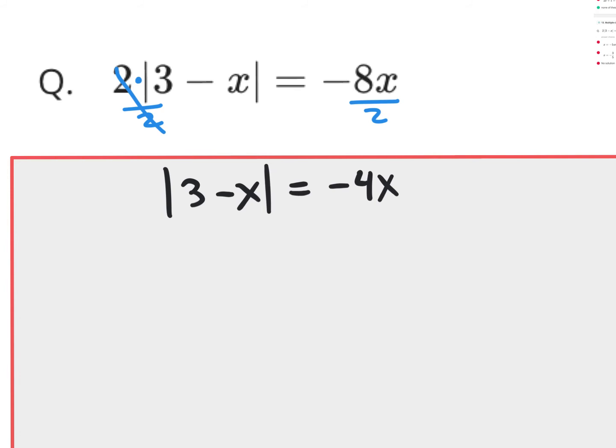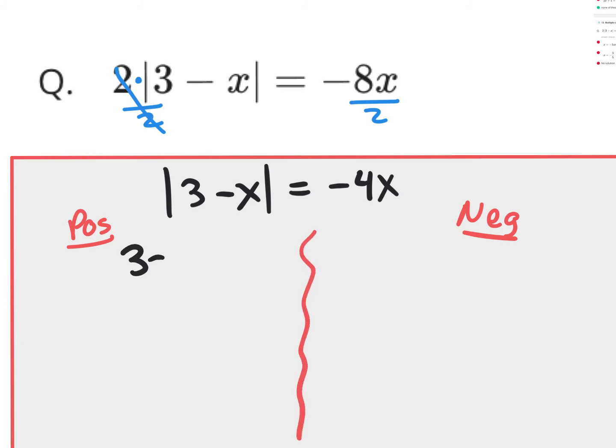Okay. So now that it's isolated, now I could do my positive situation and my negative situation. For the positive situation, we're just going to rewrite it exactly the way it is without the absolute values. For the negative situation, same exact thing, 3 minus x equals, but instead of a negative 4x, I need to change the signs and make that a positive 4x. That's all you do for the negative situation.